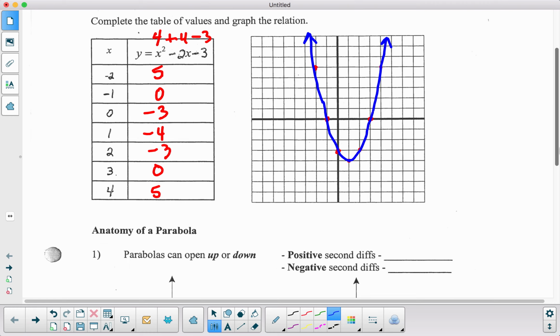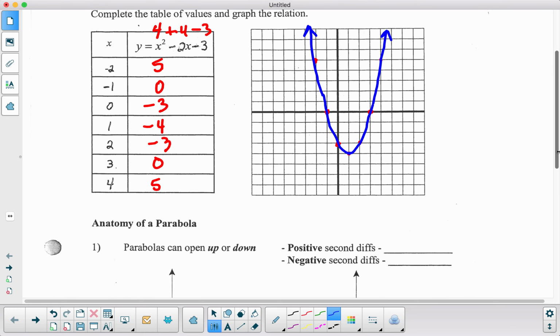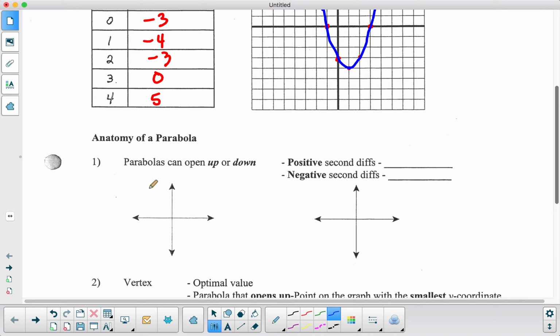Okay, so now we're going to go over some of the features of this parabola. This parabola, we can say it opens up. That means that on each end, on the left and right, it keeps going up and up and up forever. Parabolas can also open down, which will make it look like an upside down U, I guess. So an up parabola looks like this, and a down parabola looks like this.